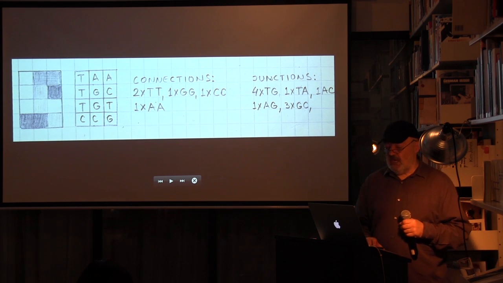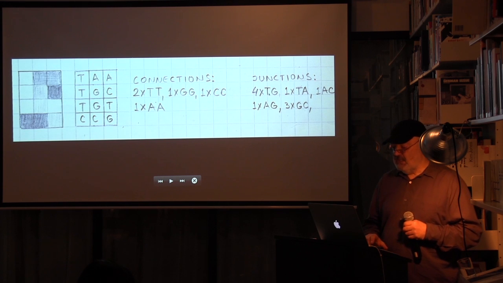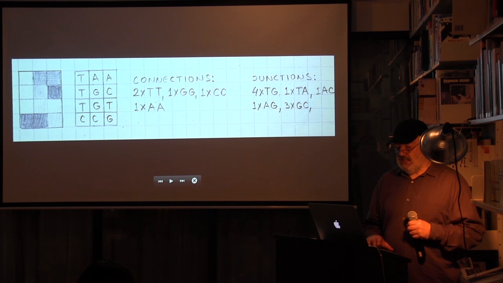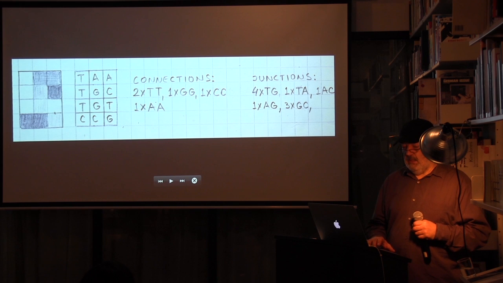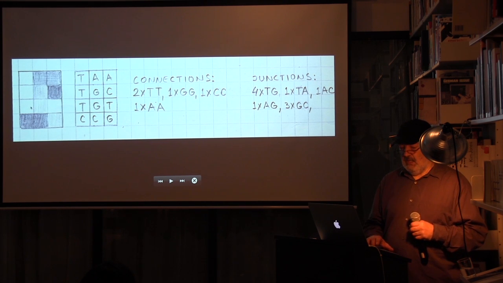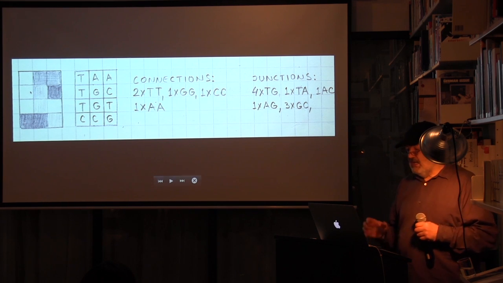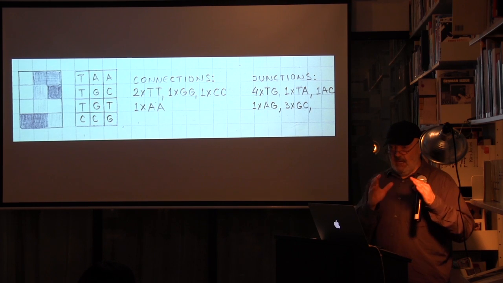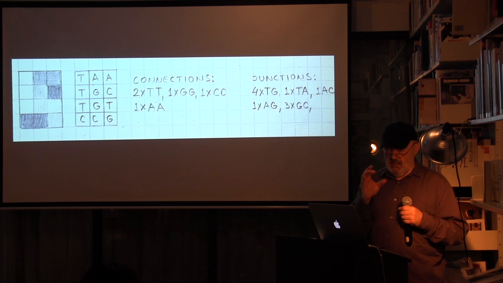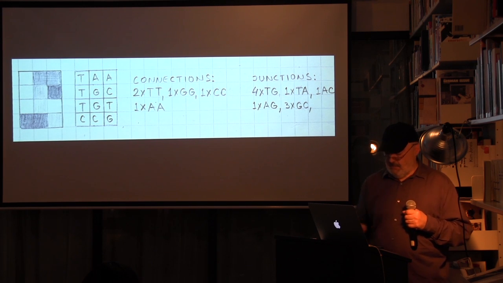On the other hand, we have junctions, like four TG junctions. This is T, and this is G. 1, 2, on this side 3, and here 4. 1, 2, 3, and 4. And the others you can see. This shows you how we can analyze these icons on the basis of their neighborhoods.